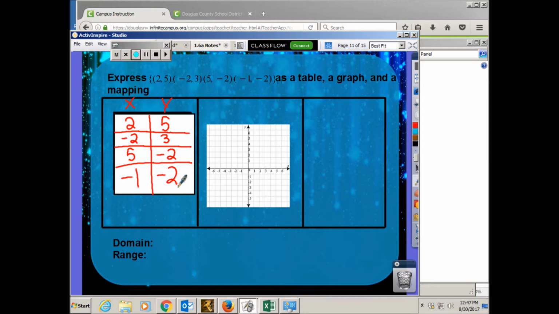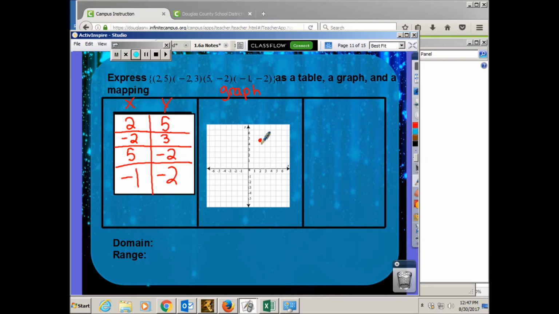That's a table. I know it's difficult to see this for those of you sitting in the back. Now we're writing in red so you can see a little bit better. To graph, I'm going to place these points. So 2, 5 means I always start at 0, 0. An x value of 2 means I go 2 to the right, correct? And up 5. 1, 2, 3, 4, 5.